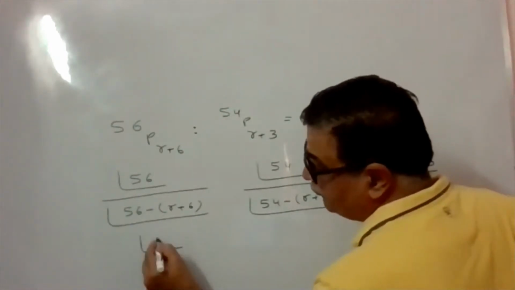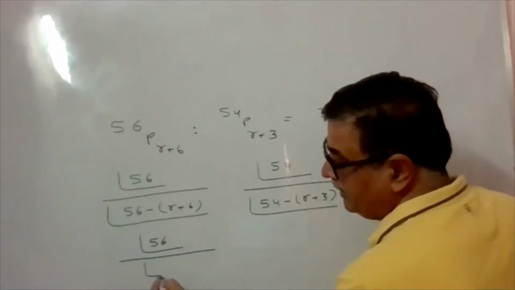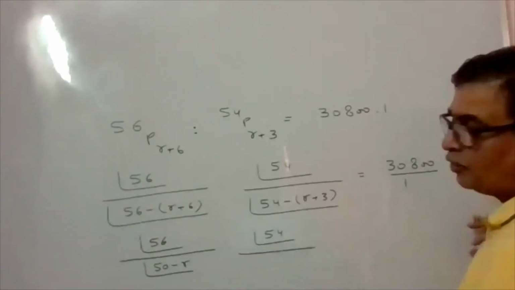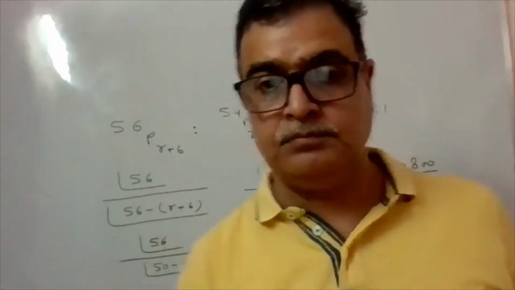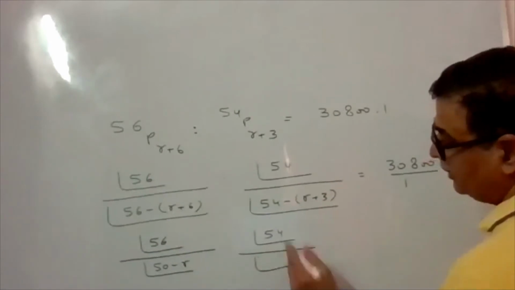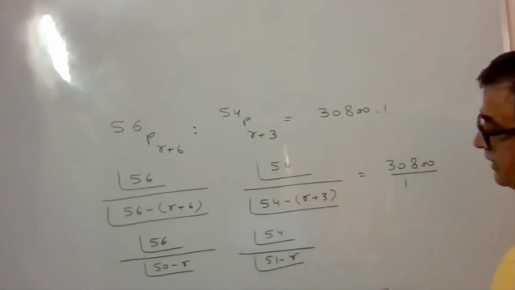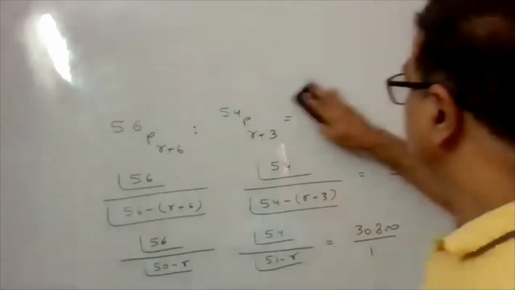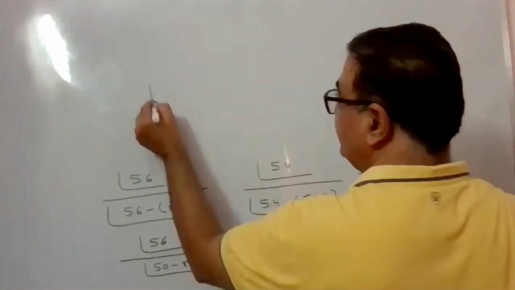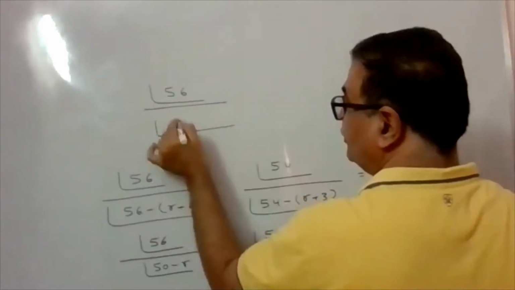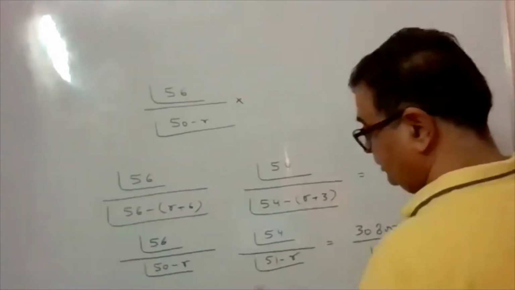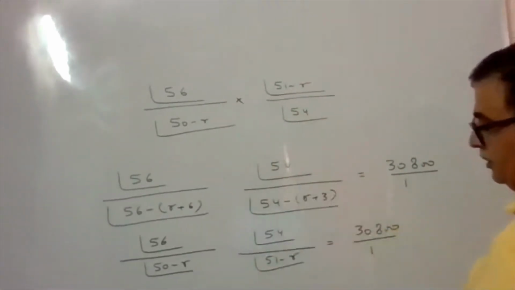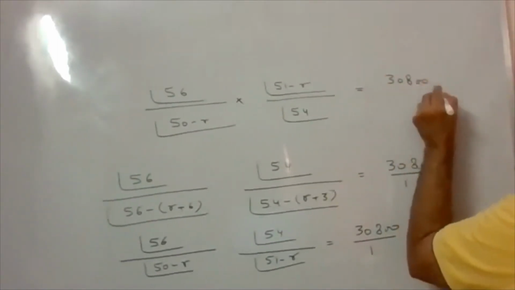Now we have factorial 56 by, what is the result left? 50 minus R? 3 minus. Is the answer 41? Factorial 54 by, this will come out to be what? Factorial 54 minus 3, it's 51 minus R. Should be 30800 by 1. Then I'll write factorial 56 by factorial 50 minus R into factorial 51 minus R by factorial 54. And here it will come out to be 30800 ratio 1.